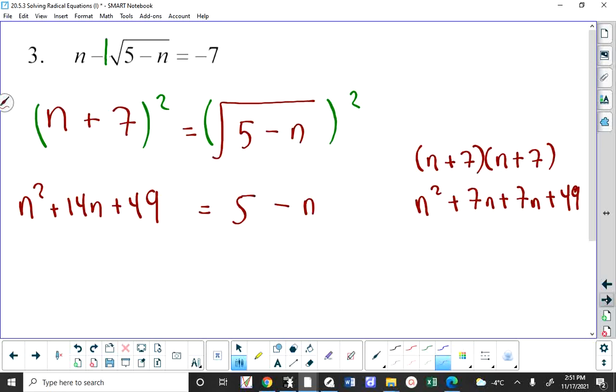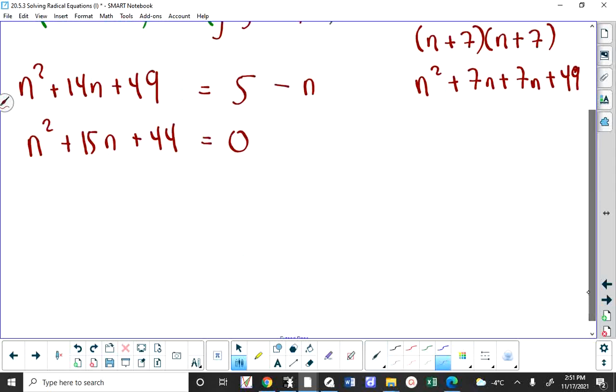Let's find out what this equation has for solutions by zeroing the equation. I'm going to zero the equation by moving everything to the left-hand side, which involves adding n to both sides, resulting in 15n on the left-hand side, and also by subtracting 5, which gives me 44 on the left-hand side. Double check your arithmetic. 49 minus 5 is 44, definitely. 14n plus 1n is 15n. This is a simple quadratic equation which we're going to solve by factoring.